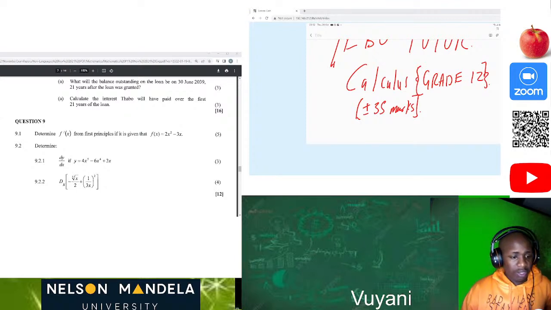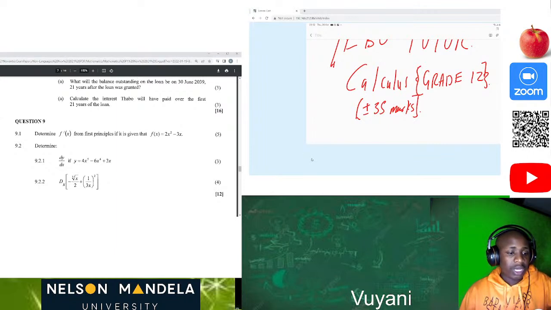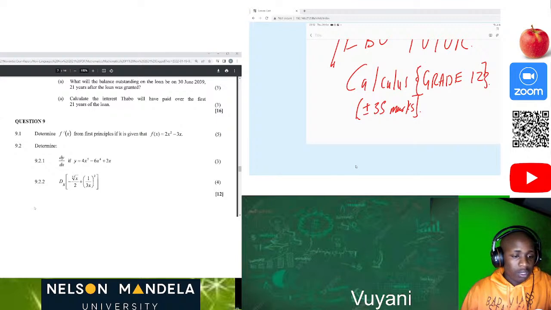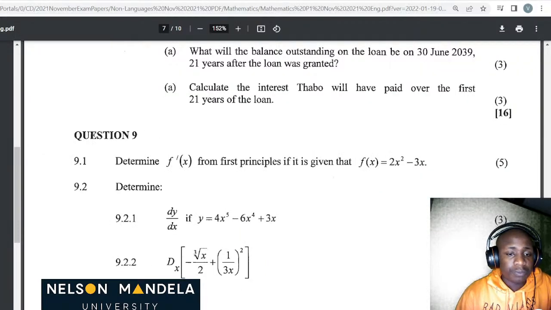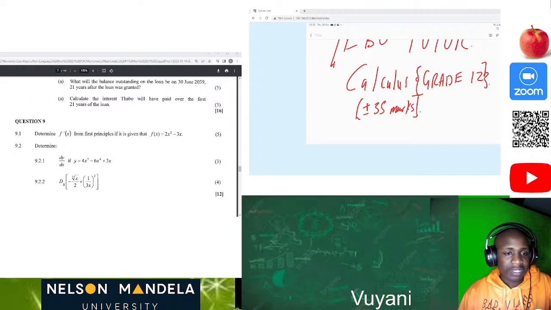Great. Now looking at the question which we are looking at today, we'll be doing calculus from 2021. So as you can see on the screen, this is question 9 from 2021. Let's check it out. Find f prime of x from the first principles if it is given that f of x is equal to 2x squared minus 3x. So the keyword there is that from the first principle.